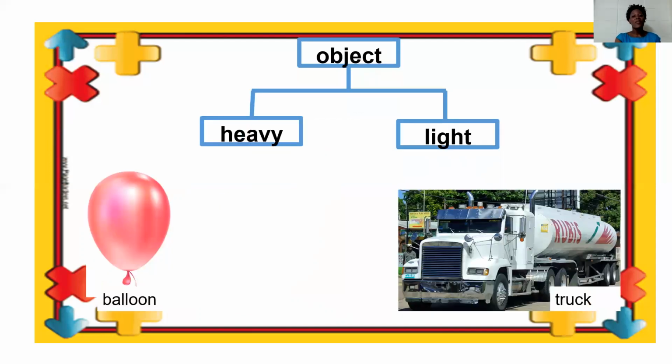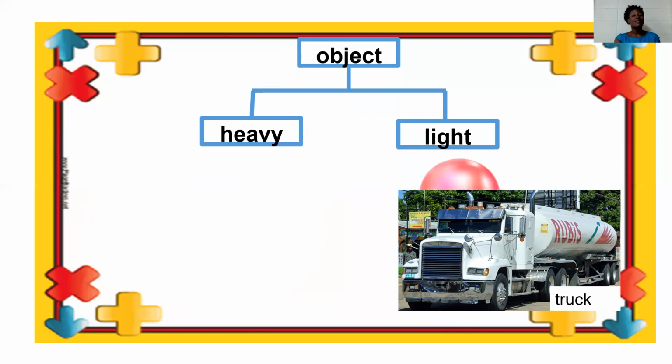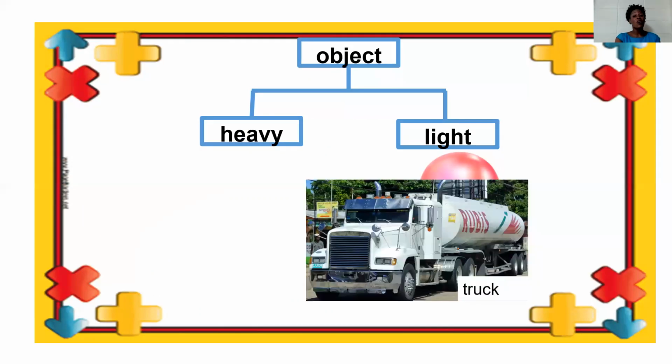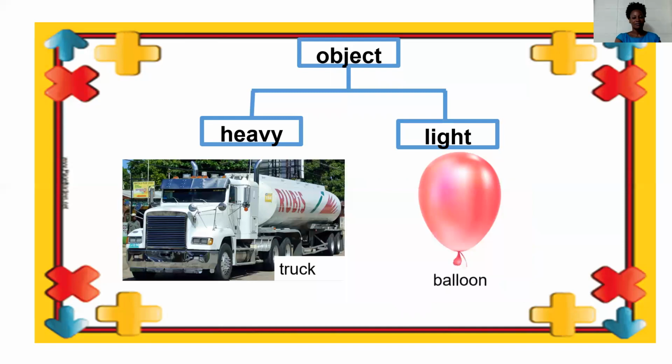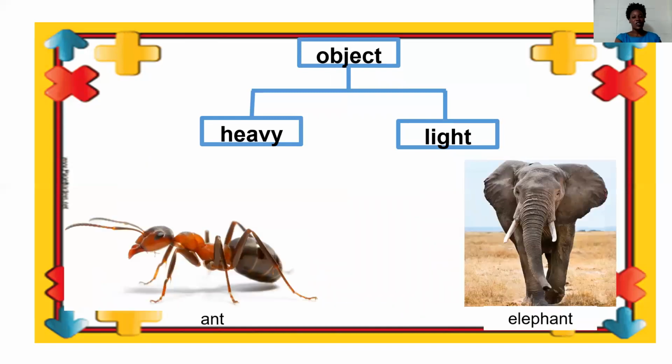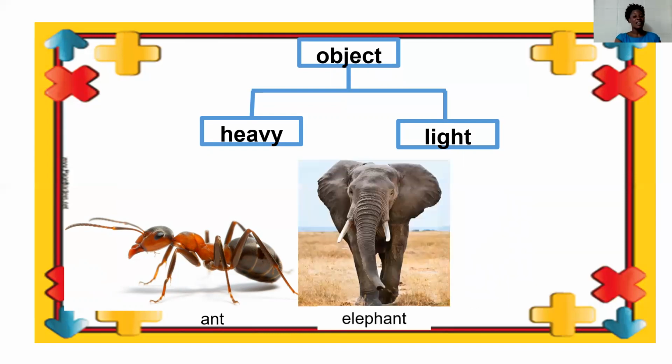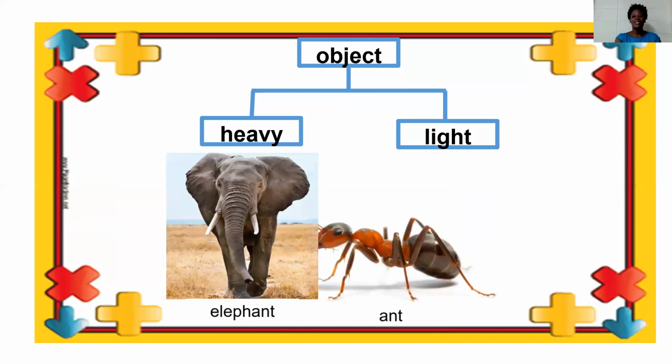Now let us look at these two objects. We have a balloon and a truck. What do you think? Is the balloon heavy or light? Good thinking. The balloon is light while the truck is heavy. In this picture, we have an ant and an elephant. Which one is heavy? Very good thinking. The elephant is heavy and the ant is light.